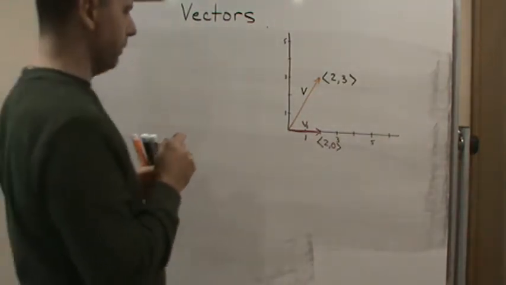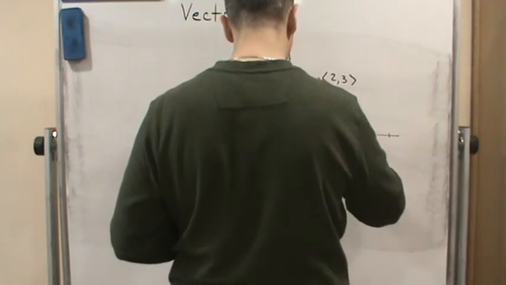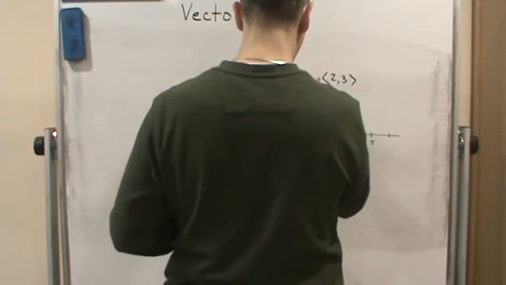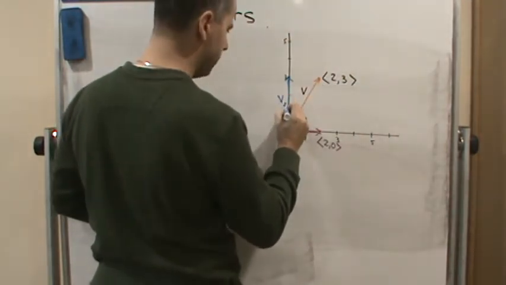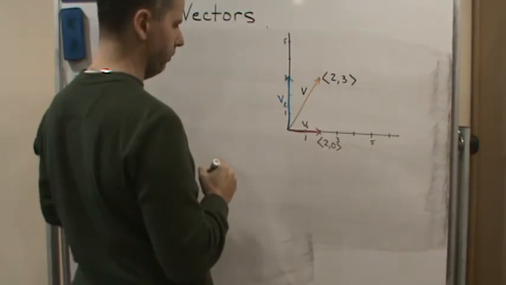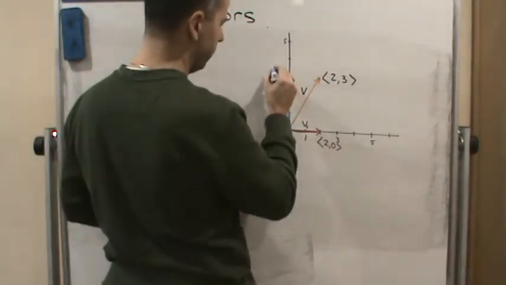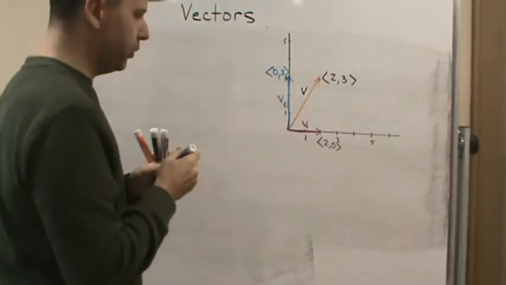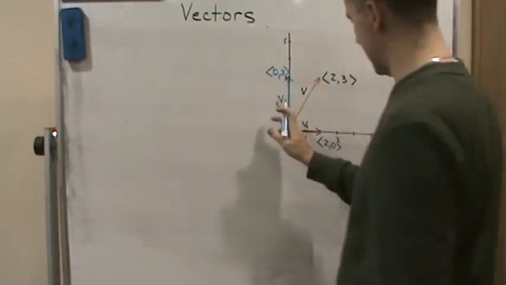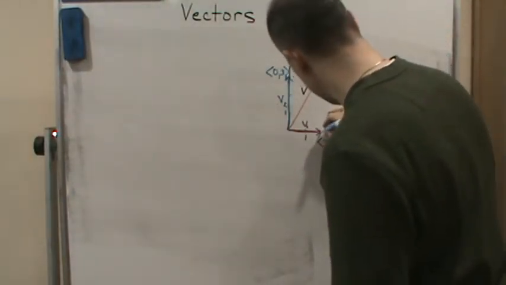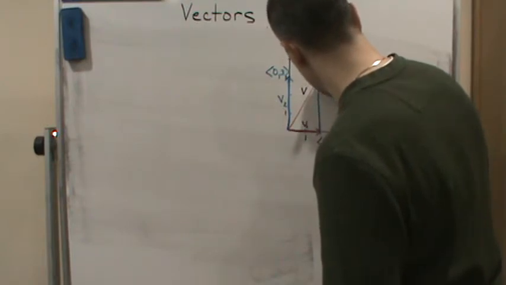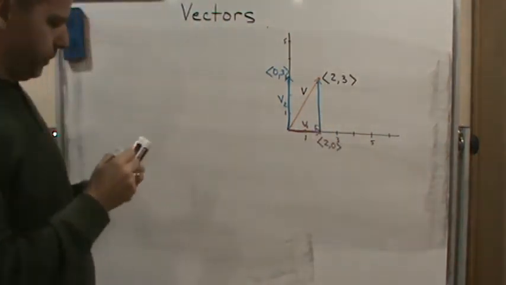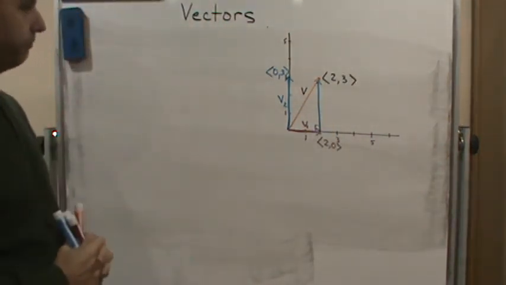And then the other one is going to be in the vertical direction, and that's going to be 3 units up. So this would be V2, and this is going to be 0, 3. And notice that when you add these vectors, if you slide this vector over, you get a right triangle, and they do add to the resultant vector.